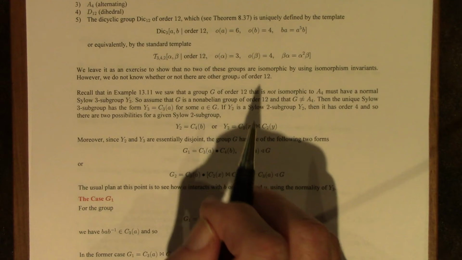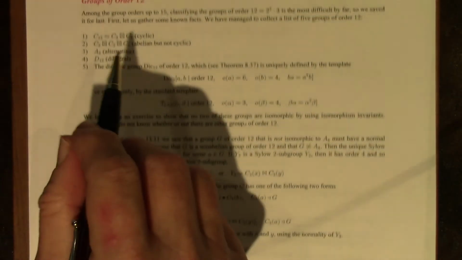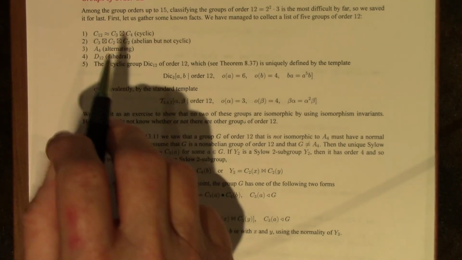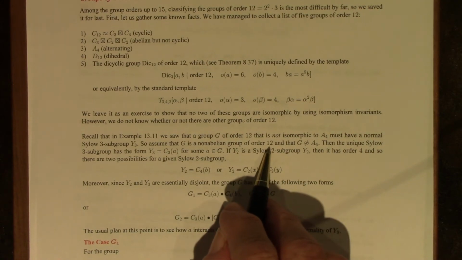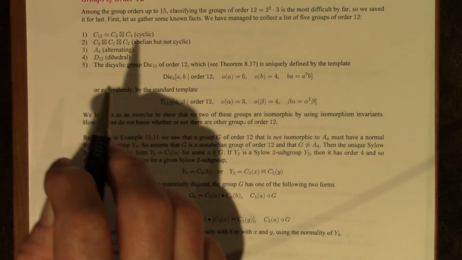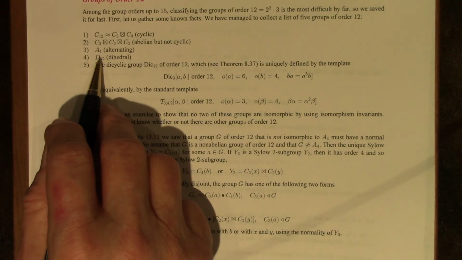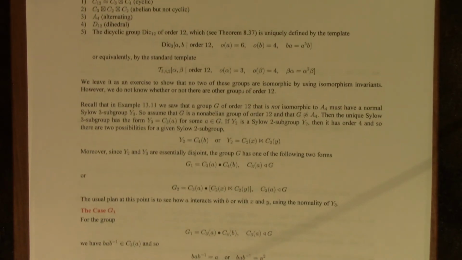So assume then that G is a non-abelian group, so we've ruled out it being isomorphic to 1 or 2, and that it is not isomorphic to A4. What we need to show is that it must be isomorphic to either the dihedral group or the dicyclic group. Then we'll know there are no other groups of order 12 that are not isomorphic to something on this list.